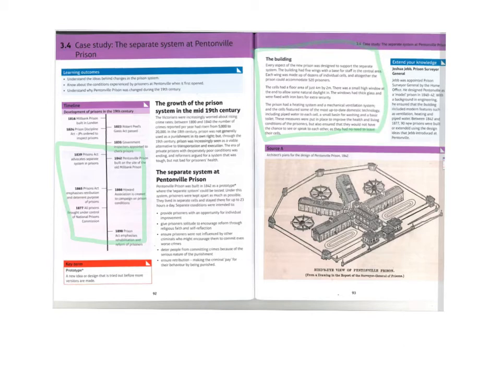And there are some questions you won't be able to find in the book. Don't expect to find everything. Some of them are just questions for you to answer. So for example, what would be the impact on the prisoners? You need to have a think. Based on everything you know about Pentonville, what would it be like to be a prisoner there?